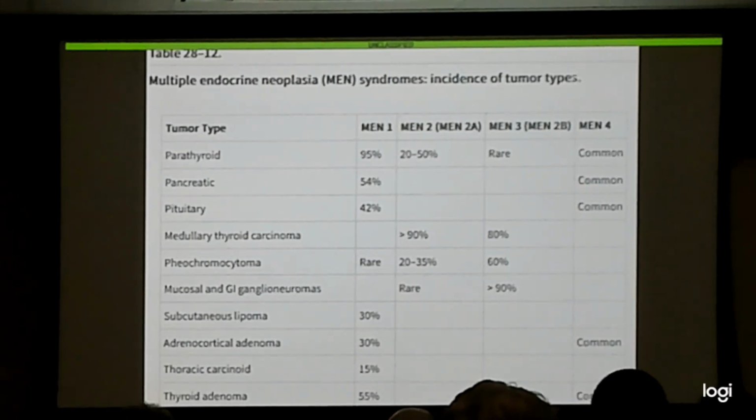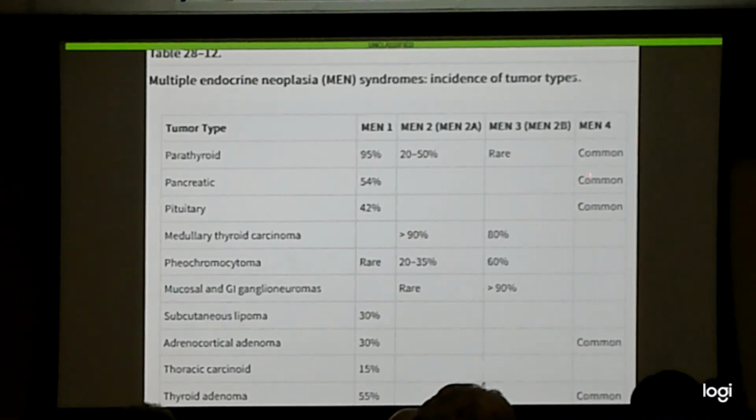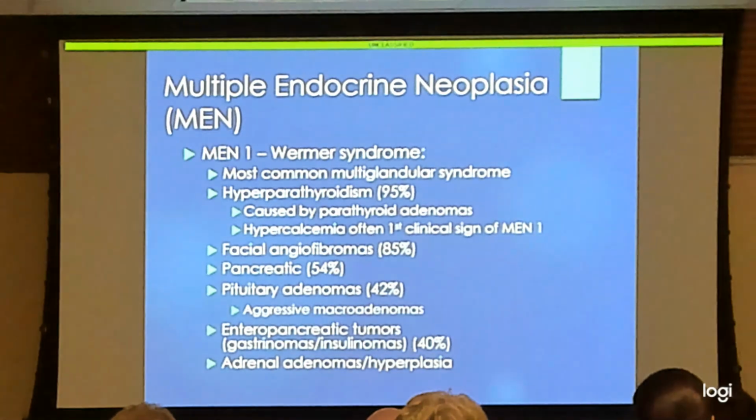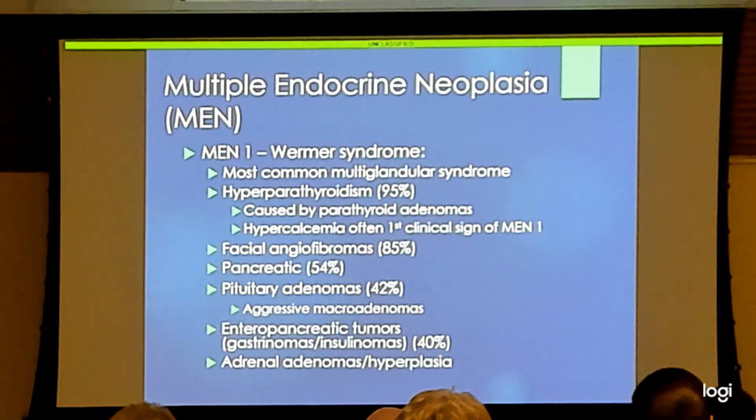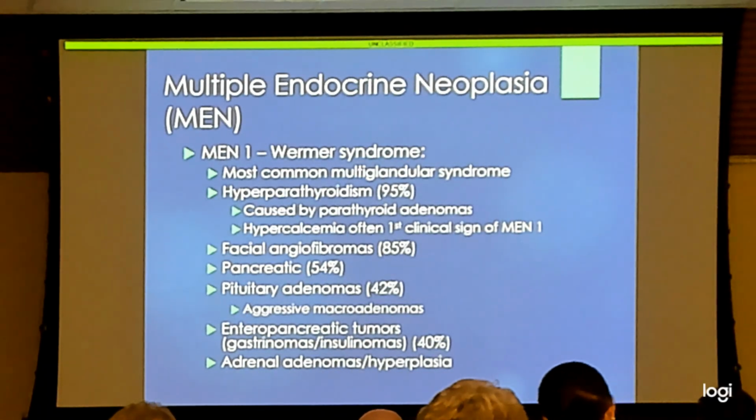So again, this is why there's an MEN4. All these things are very common in them, but I haven't listed them all out. So this is the stuff that happens, and it doesn't have to be that everything happens, but just understand this. MEN1 is the most common multiglandular syndrome. It's also known as Werner syndrome, so please learn what both mean. Pretty please.